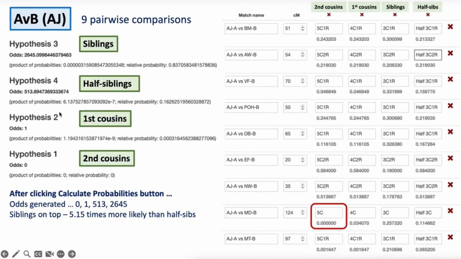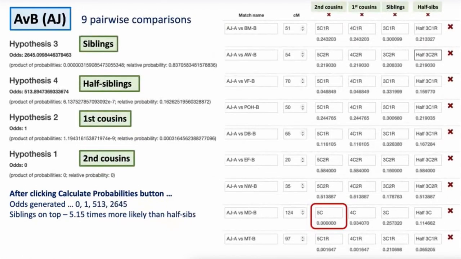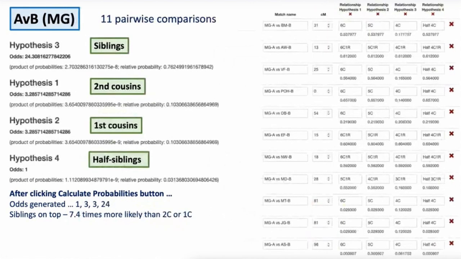And that just leaves you with first cousins, siblings, and half-siblings. First cousins is an odds of 1, half-siblings 500 to 1, and siblings compared to half-siblings is about 6 to 1. Well, here it is 5.15 times more likely than half-sibs. Those were the odds generated: 0, 1, 513, and 2645. So in this particular example, using Aunt Joan's results, family A and family B were likely to be siblings. So the patriarchs of those families, Patrick and Daniel, were likely to be siblings.